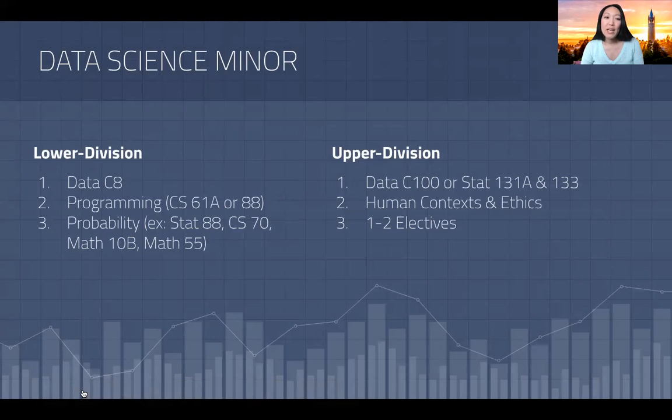It's just 3 classes at the lower division level, Data 8, just 1 course in programming, and then 1 more elementary lower division course in probability. And then at the upper division level, it's just 4 classes. We have 2 different pathways for how you can complete this minor.